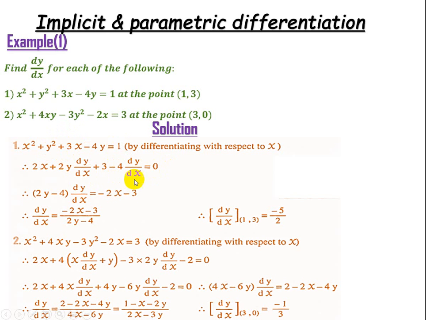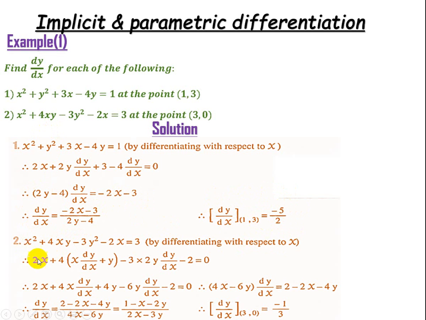Taking dy by dx as a common factor, the remainder is 2y minus 4. Moving 2x and 3 to the right hand side using the opposite sign, dy by dx equals negative 2x minus 3 over 2y minus 4. After substituting the point 1 and 3, dy by dx equals negative 5 over 2.